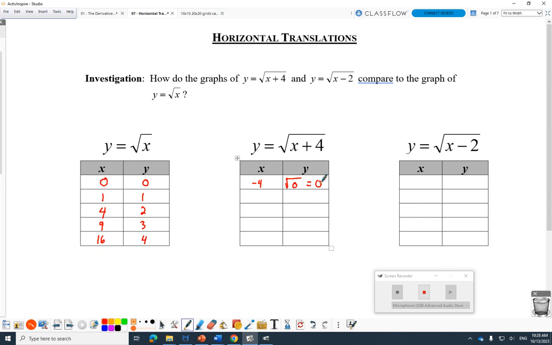Negative 3, someone says. Because negative 3 plus 4 is 1, and I can square root 1. Is that what this chapter is about, figuring out clever numbers? No, not at all. That's just what I'm using in this investigation. So don't get sidetracked by that and think, I'm not good at this. That's not what we're really up to. That's just me trying to build a nice tidy table of values here. But what's the next one?